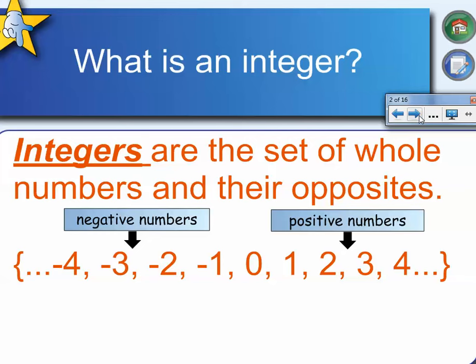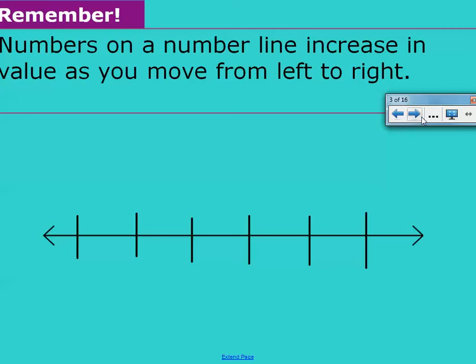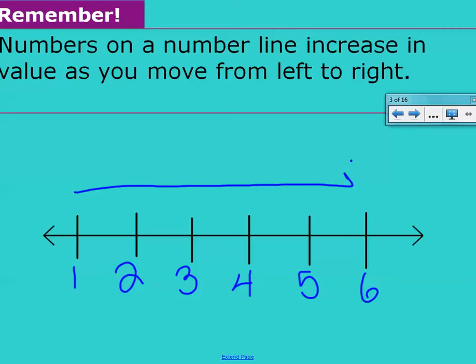Just to remind you, an integer is the set of whole numbers and their opposites. So it's both positive and negative numbers. Remember, 0 is that weird number in the middle. It's neither positive nor negative, but it's still considered an integer. We need to remember that numbers on a number line increase in value as you move from left to right. So if I have numbers like 1, 2, 3, 4, 5, and 6 on my number line, as I move from left to right, my numbers are going to increase in value.